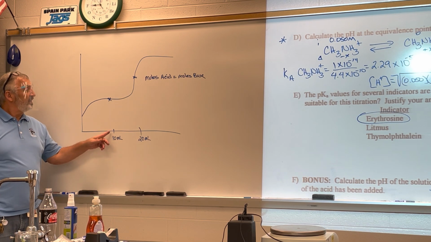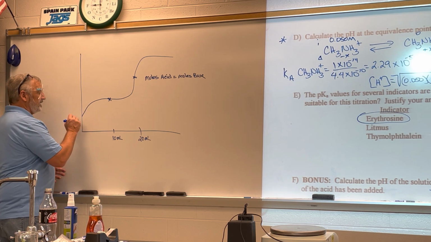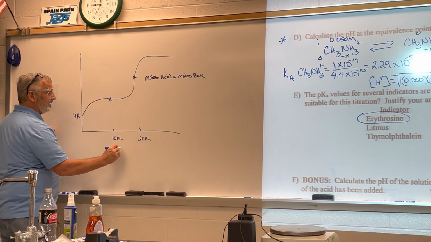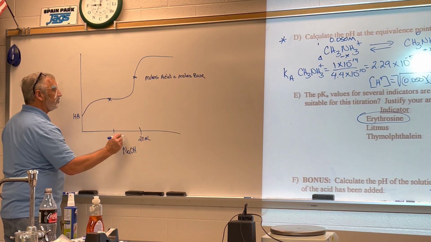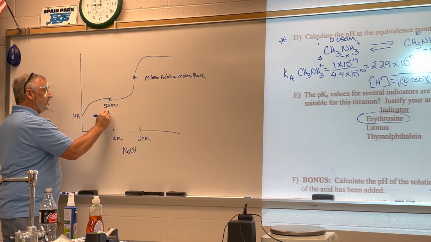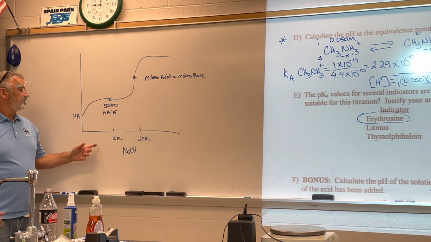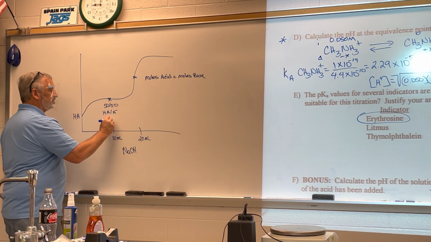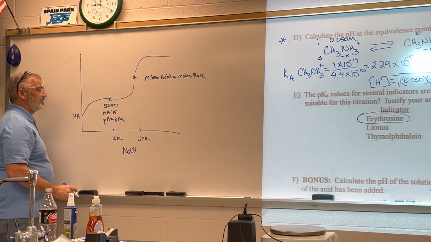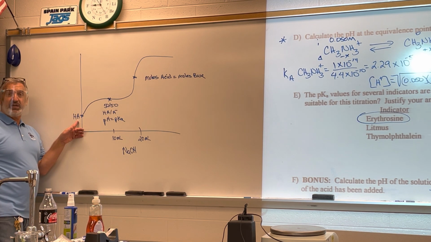We're just at half the equivalence. Now what happens at this point, if it's a weak acid, if this is HA, and we're adding NaOH? Now we have a 50-50 buffer of HA to A minus. So we say pH equals pKa. Remember, at the start it's almost all HA because it's a weak acid, so most of it's not ionizing.